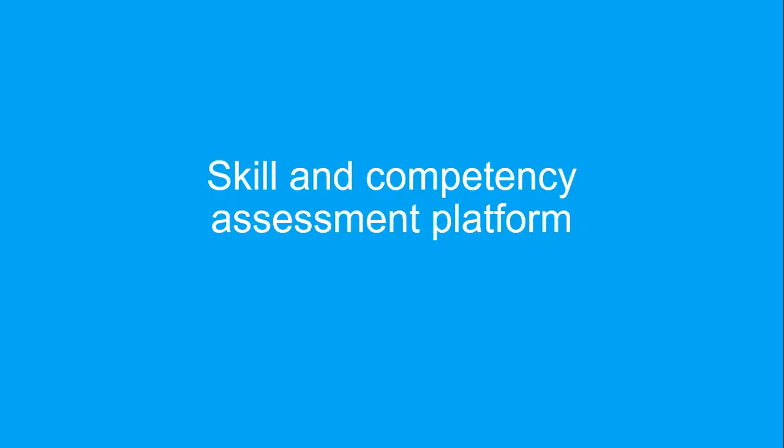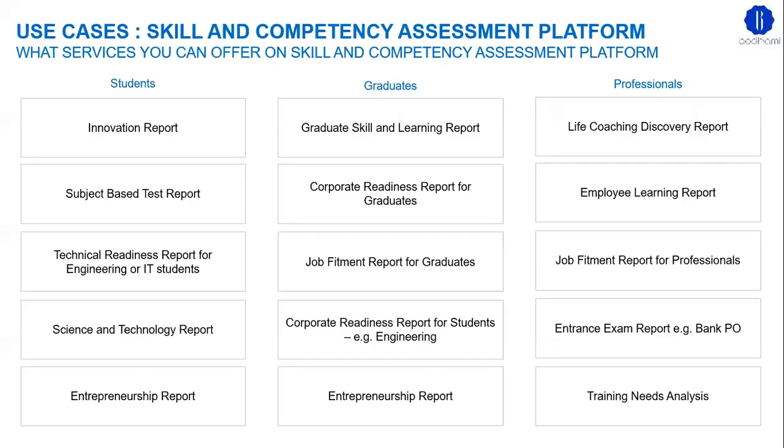Now, the next platform is around skill and competency assessment platform. And the kind of services you can offer here are quite different. For students, you can look at innovation report. Innovation report is nothing but a list of innovation competencies and how innovative you are, because this is an era where there's a lot of innovation taking place in terms of entrepreneurship, for example. So if you want to develop innovation as a subject or as a quotient, you can also define innovation report and cater that to students as well.